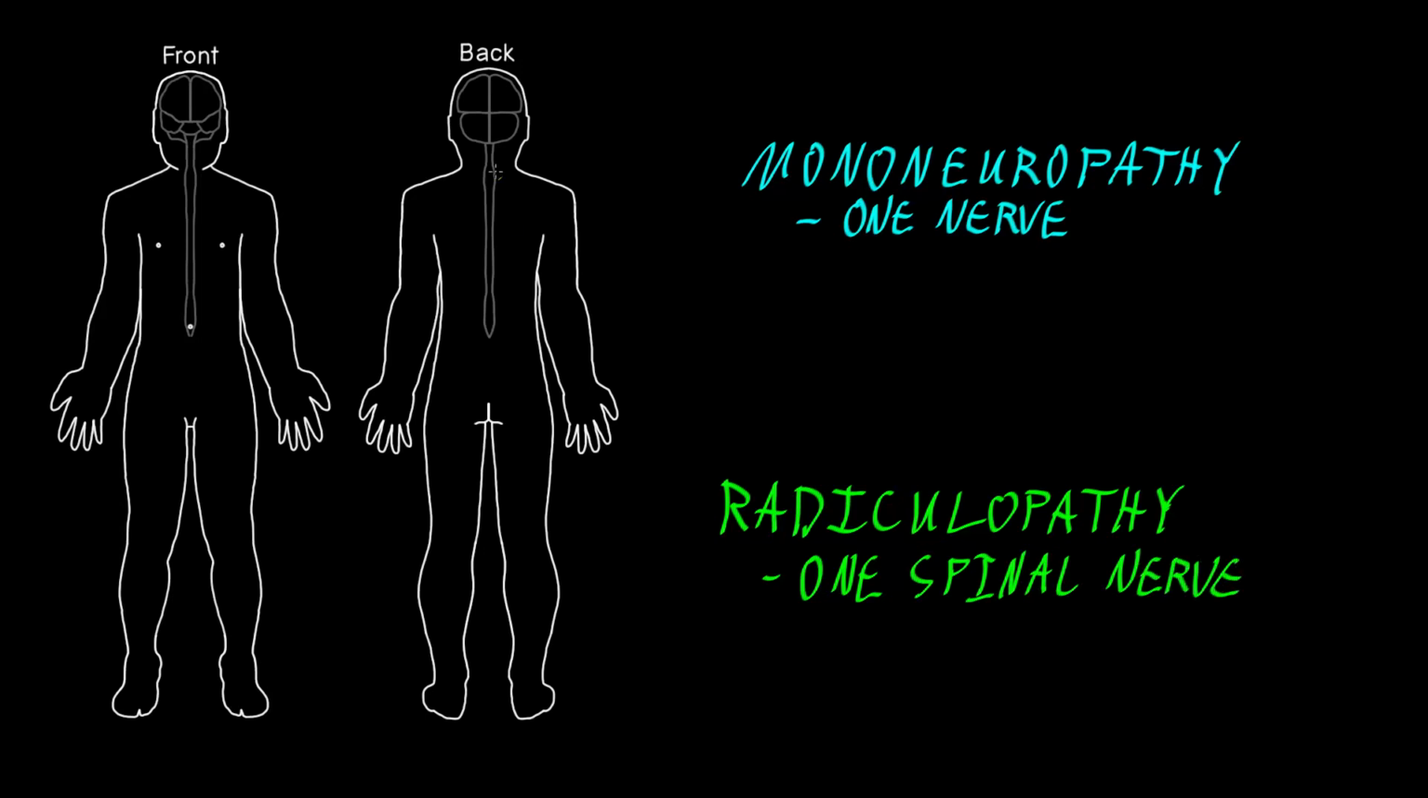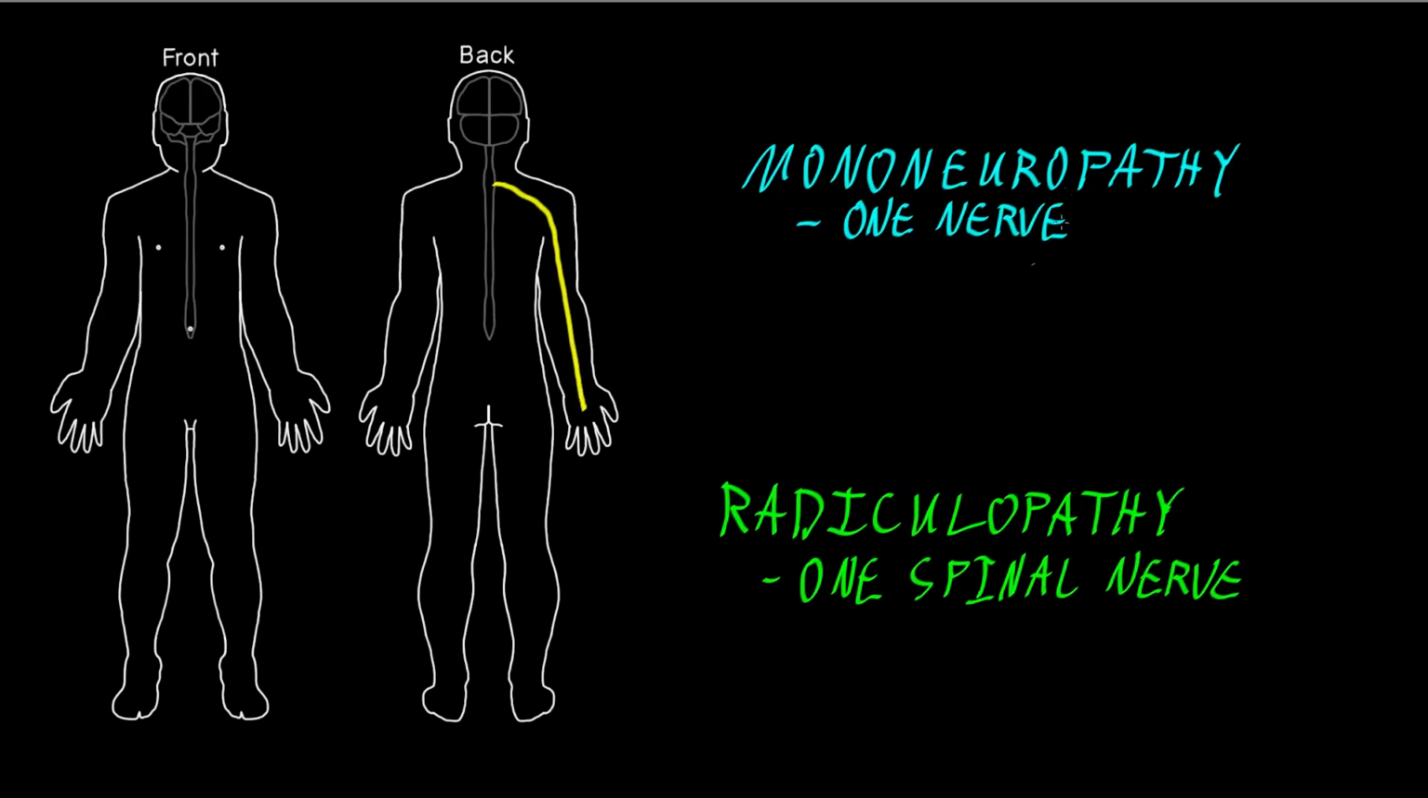So if we look at some nerves that are derived from spinal nerves, the nerves coming out of the spinal cord, for example, one that's going down into the hand here. If we looked at one nerve way out here in the periphery, like this part of the nerve way down here by the wrist, and we had a lesion, some kind of abnormality of that peripheral nerve, we would call that a mononeuropathy.